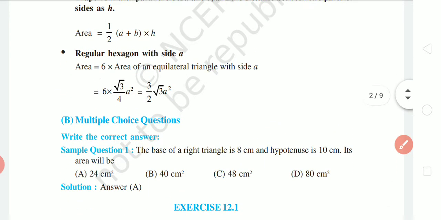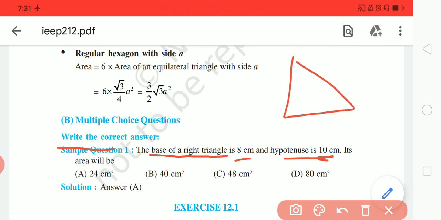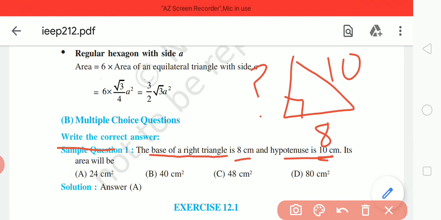Now come to multiple choice questions. First example: the base of a right angle triangle is 8 centimeter, the hypotenuse is 10. What will be the area? Since we have been given the hypotenuse, we have to find the perpendicular first. It is a right angle triangle with hypotenuse 10 centimeter and base 8 centimeter, so you can find this. Something you have to remember from 8th class also is that 6, 8 and 10 are Pythagorean triplets.